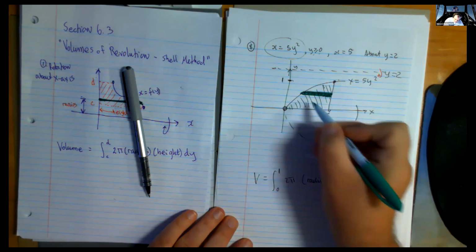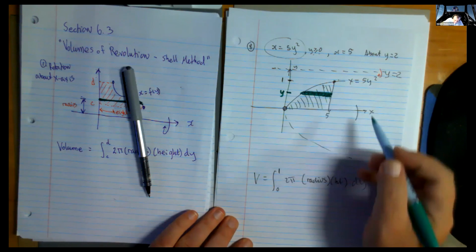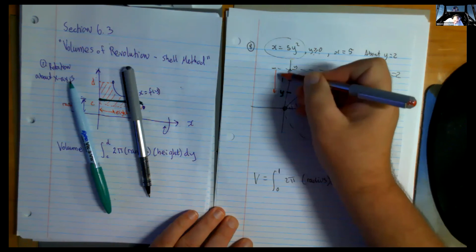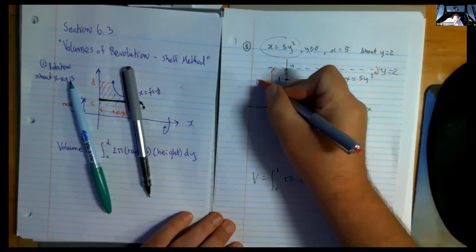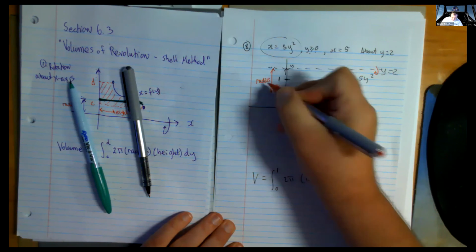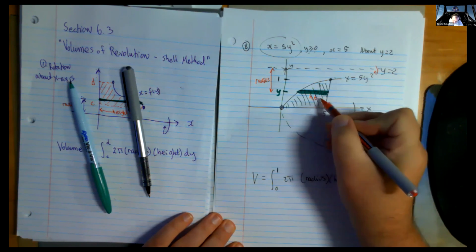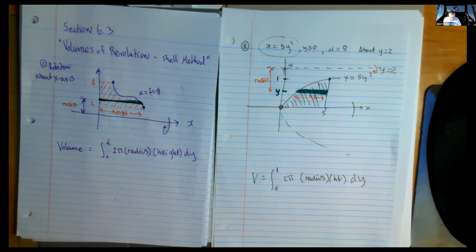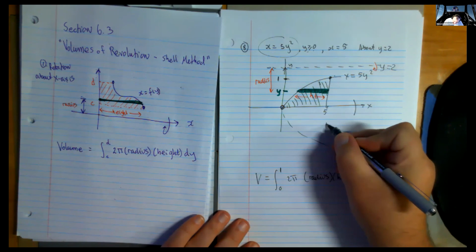Right, here is my radius guy. This is my rectangle. The radius is going to be the distance from the rectangle to the axis of rotation. That's the radius. And the height is going to be from here to here. Once we've sorted those two out, this question's finished. But that's not going to be easy, but we can do it.